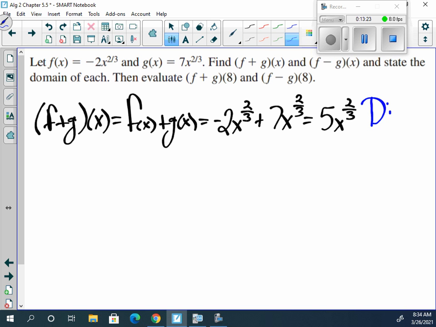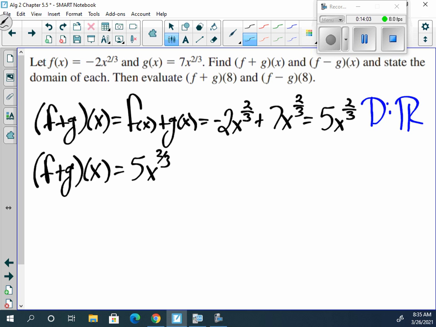What would the domain be? It would be restricted if it was talking about an even root. Is it an even root? It's all real numbers. Because we have an odd root, we can have any number, because we can take the odd root of a negative number, and it's just fine. So this here is all real numbers. So our f plus g of x that we found was 5 times x to the 2/3.